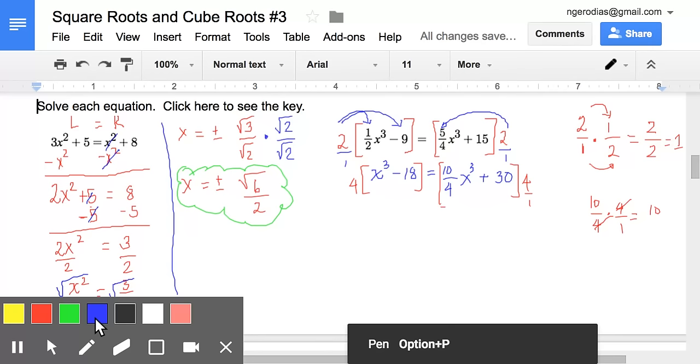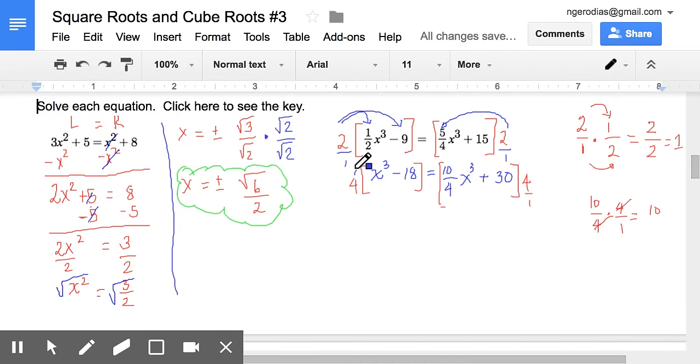So let's multiply this. So we're going to have 4 times x cubed is 4x cubed, minus 4 times 18 is 72, equals 4 times 10 is 40, over 1 times 4 is 4, so 40 over 4 is 10x cubed, plus 4 times 30 is 120. Okay. So now no more fractions.